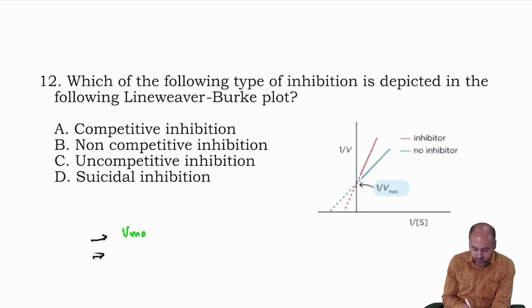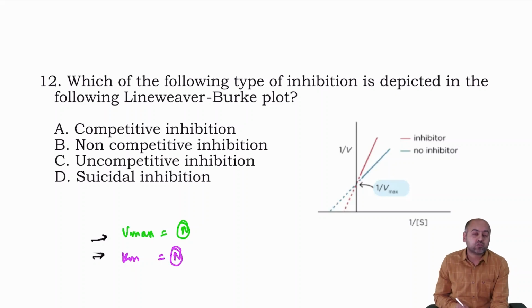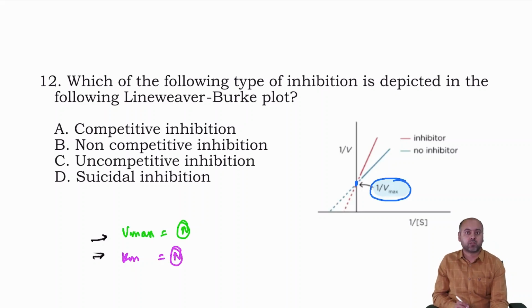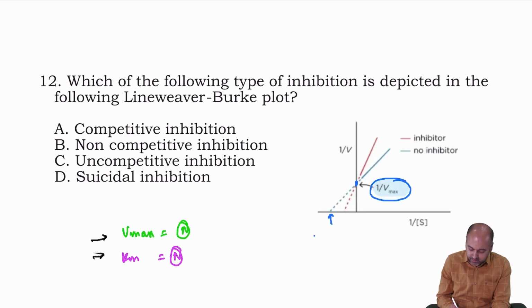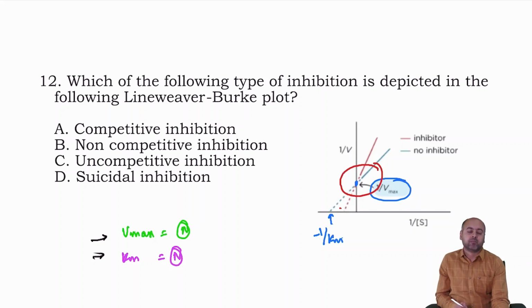Remember, the Vmax is normal in some cases and the Km is normal in some cases. You also have to understand that on the Lineweaver-Burk plot, the point where the graph touches the y-axis is 1 upon Vmax, whereas the point where the graph touches the x-axis is -1 by Km. What this means is, if the Vmax is the same, the point on the y-axis will overlap. If the Km is the same, then the point on the x-axis will overlap. So in that case your graph would be something like this.